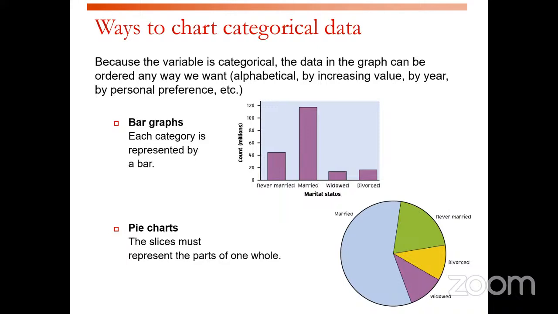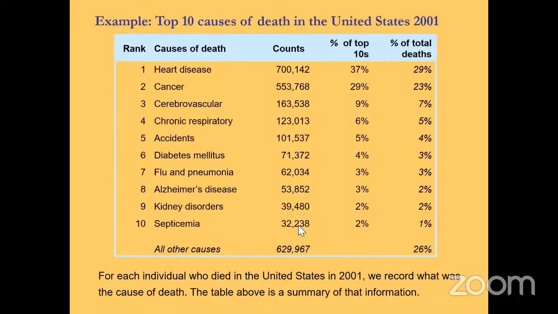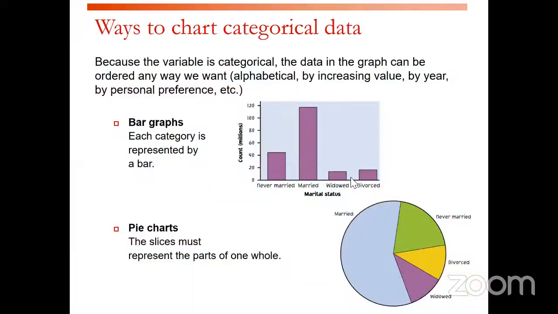The slices represent the parts of the whole, right? So that is also represented here in the pie chart. Now may I ask you, which one is better, right? First tell me which one is better. Then probably I should ask the second one.